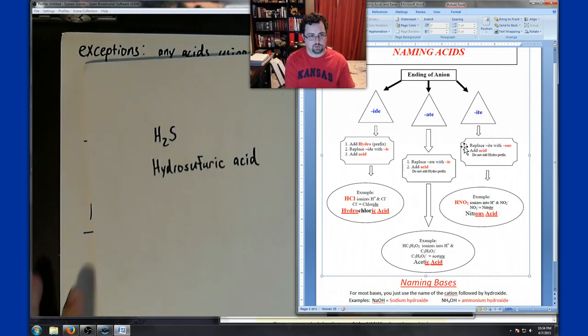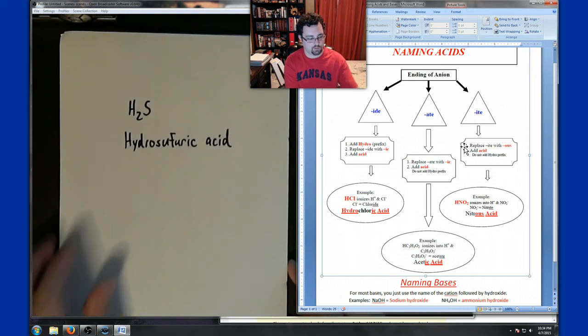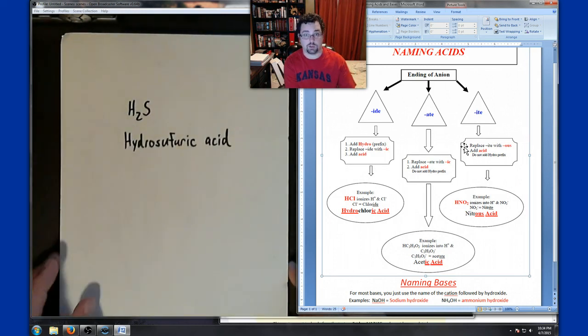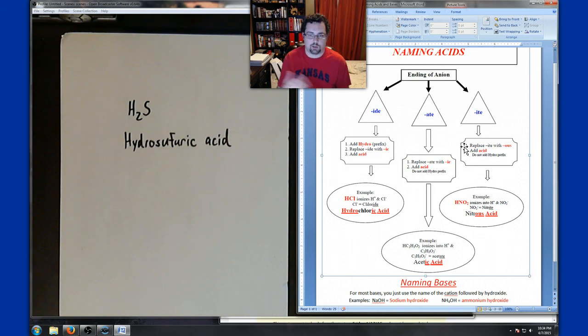Now your acid-base naming assignment is pretty straightforward. It just asks you to identify if it's an acid or base. So if it's got an H in the front, it's an acid. If it's got no H in the front, and OH in the back, it's a base. And then name, as I've showed you here.